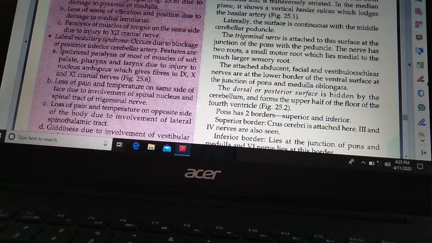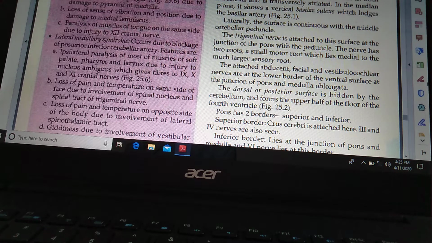Next is the lateral medullary syndrome. It occurs due to the blockage of the posterior inferior cerebellar artery. Again, thrombosis of the posterior inferior cerebellar artery leads to the lateral medullary syndrome. It is the largest branch of the vertebral artery. Features are ipsilateral paralysis of most of the muscles of the soft palate, pharynx and larynx due to injury to the nucleus ambiguus.